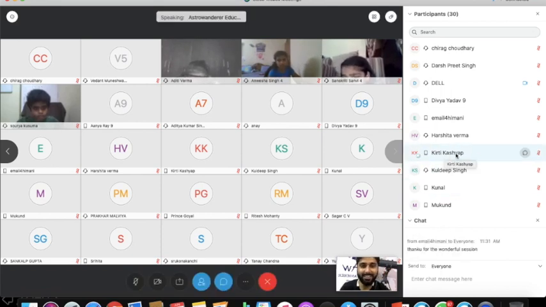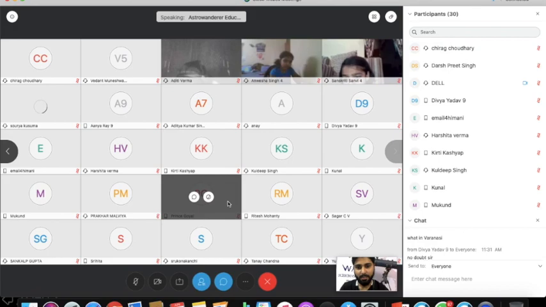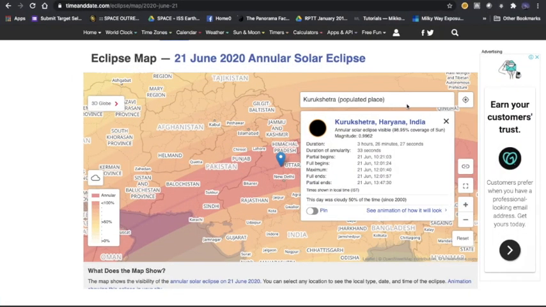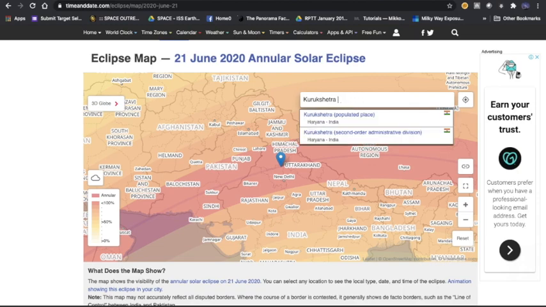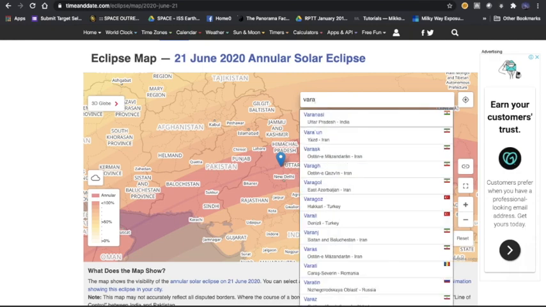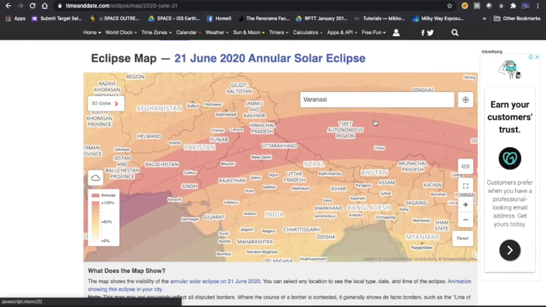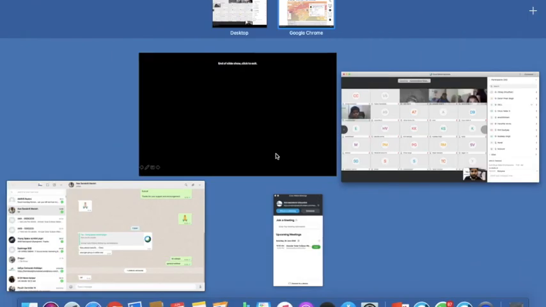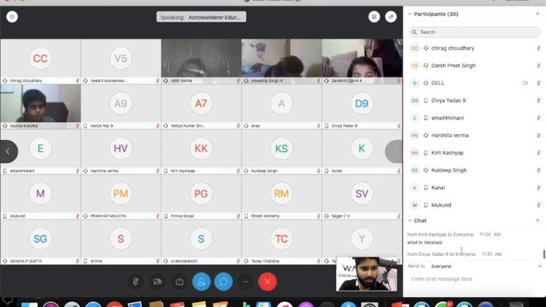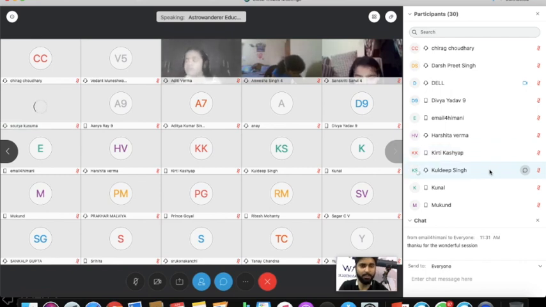Kirti Kashyap asked me how the eclipse is visible from Varanasi. Kirti, I did not check it, sorry, but I'll check for Varanasi. There was a very beautiful total eclipse visible in Varanasi in 2009. I was there. The percentage from Varanasi is 77.32%. It's going to be a really beautiful eclipse. 77% of the sun would be covered by the moon. You can even search it for yourself online, on timeanddate.com that I introduced you to.